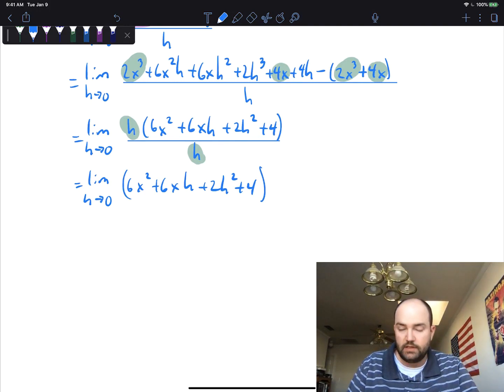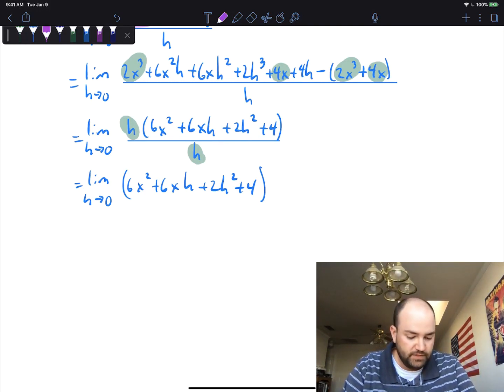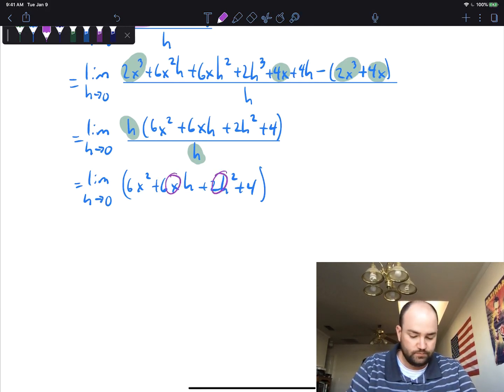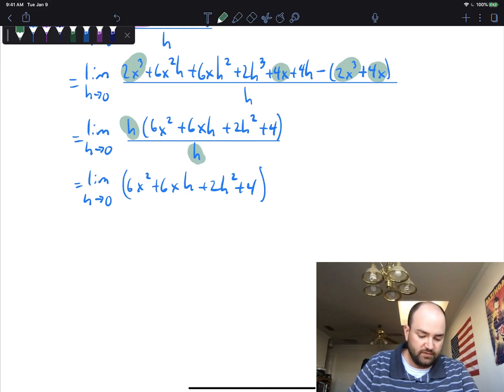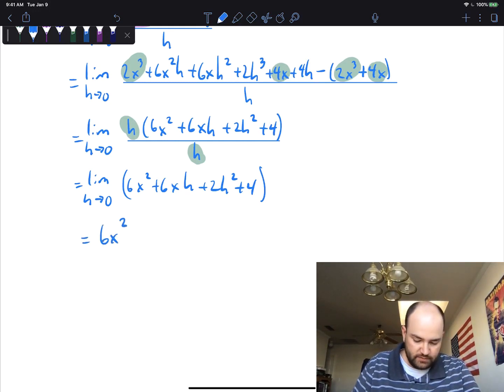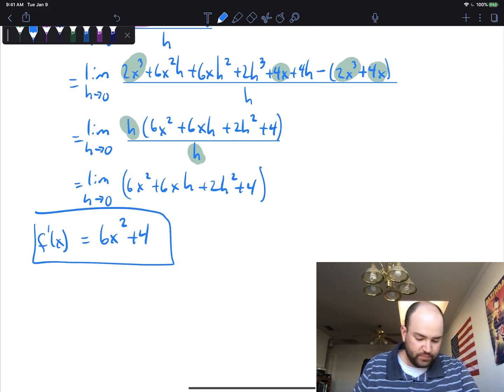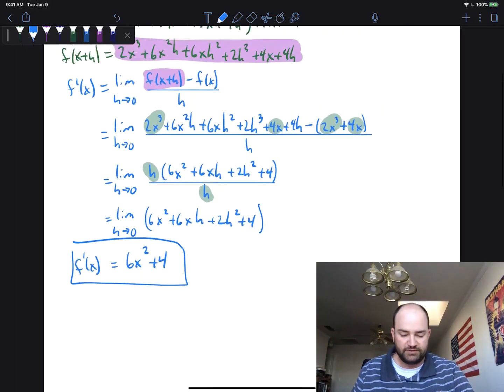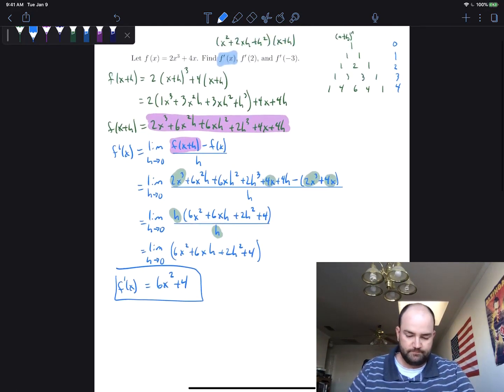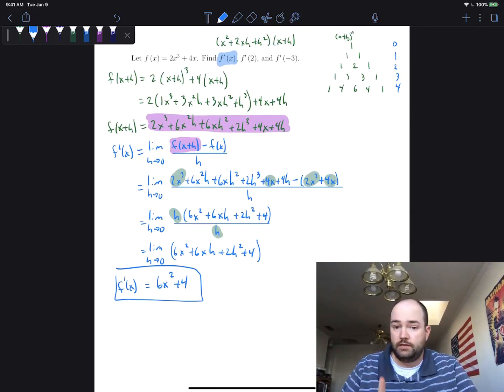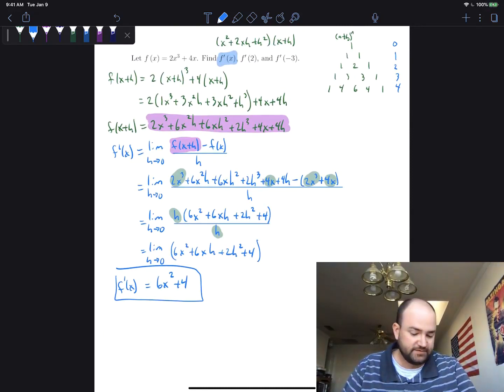Awesome. Now here's the great thing. Because h is going to 0, any term you have an h in, it goes to 0. So we're just going to be left with 6x squared plus 4. There you go. So f prime of x is 6x squared plus 4. Don't worry, that was the most difficult part of this.